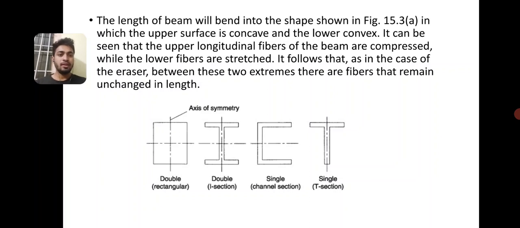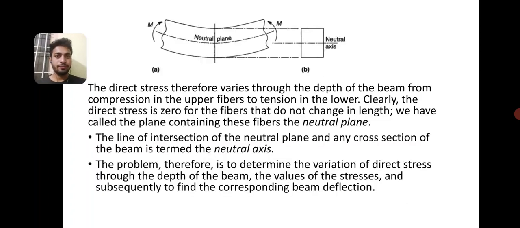This figure shows symmetrical bending: double rectangular and double I sections, single channel C section and T section. In both, the axis of the line is lying in the center of these sections. So that is called the axis of symmetry.